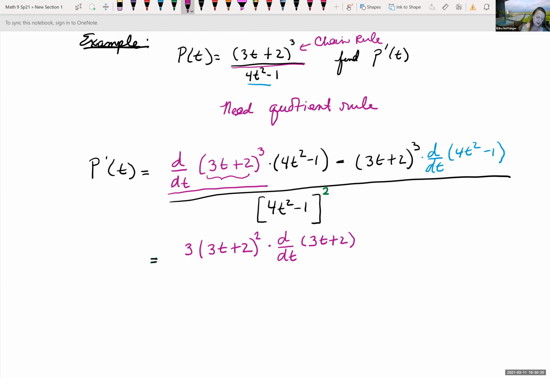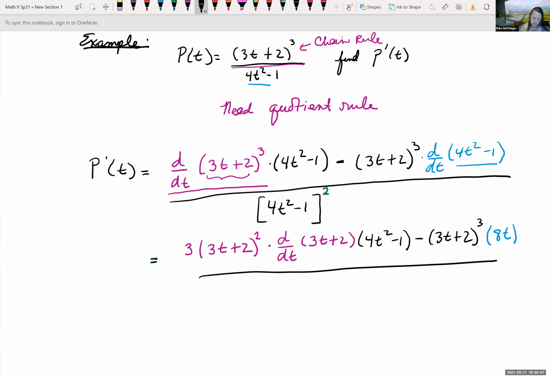Times the denominator, which was that parentheses 4t squared minus 1, minus this 3t plus 2 cubed. Now let's take the derivative of the denominator. Taking the derivative of 4t squared, bringing our power down front, 2 times 4 is 8t, subtract 1 from our power is just 1. The derivative of a constant is 0, all over the denominator, 4t squared minus 1, that quantity squared.